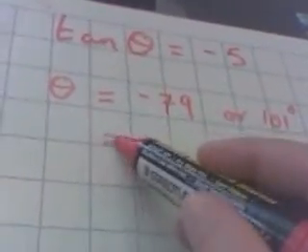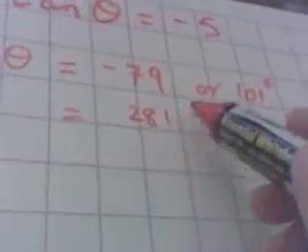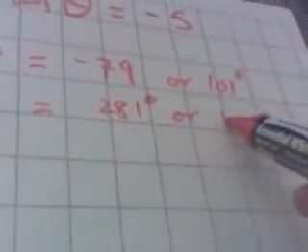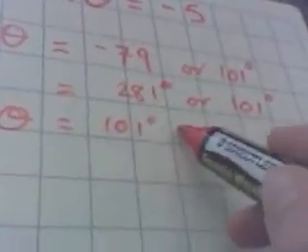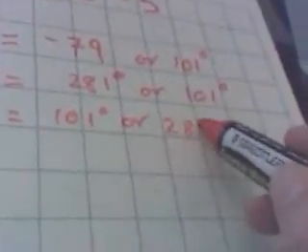Now we don't want to keep the negative because we're looking for it in the range of 0 to 360, so if we get negative 79 and add 360 onto that, we get 281. So we just added 360 on to be facing the same direction, the same angle. And so we'd finish that off with theta is 101 or 281.